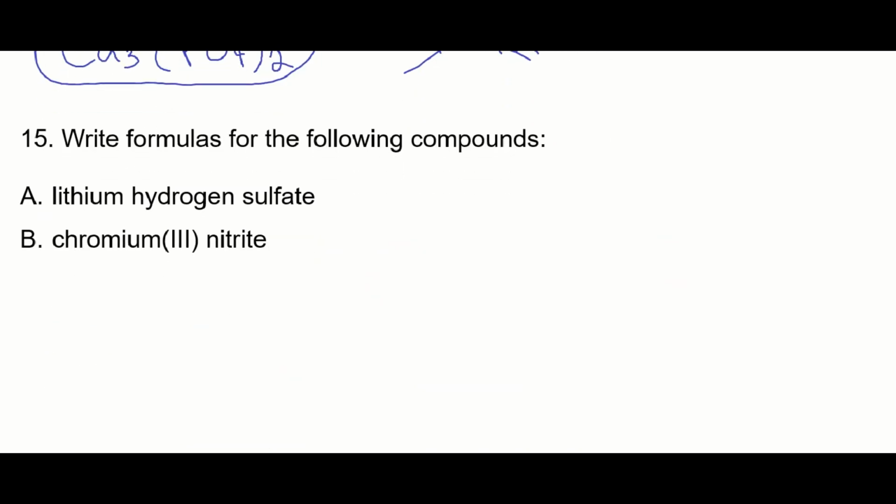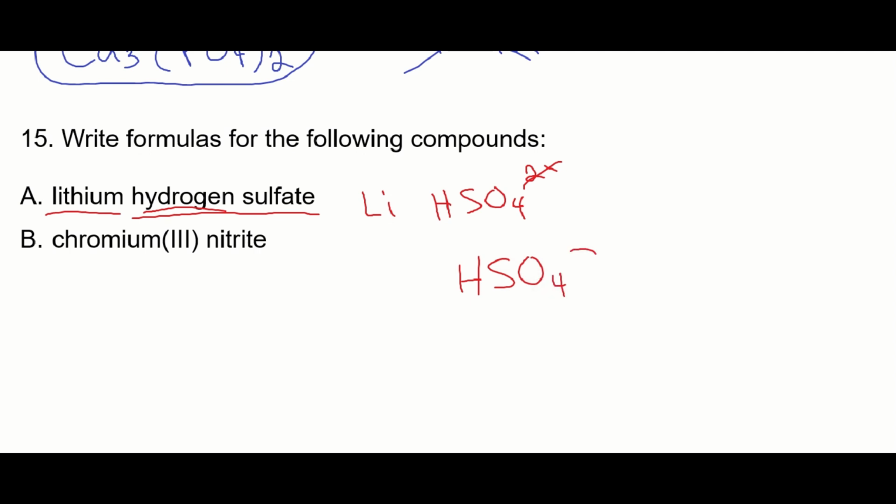Number 15. All right, lithium. That's Li. Hydrogen sulfate. Sulfate is SO4 with a 2 negative charge. Now when you add hydrogen to it, that polyatomic ion, that's like adding a proton. You're going to increase the charge by 1. So the hydrogen sulfate ion, HSO4, is going to have a 1 negative charge, right? Now lithium is going to have a 1 positive charge. Those charges are going to cancel out, so your answer is simply LiHSO4.